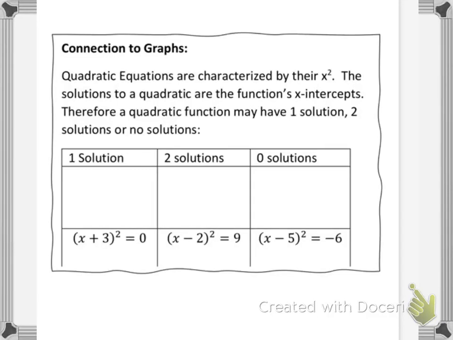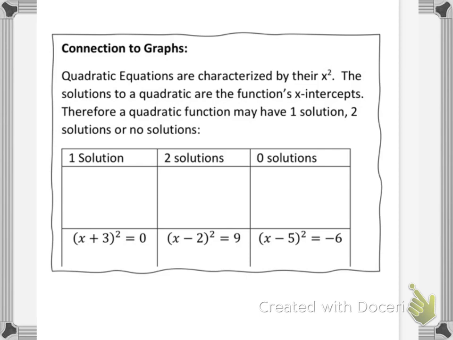Hey y'all, so first things first, I want to go back to what we did yesterday and talk about this little connection to graphs part. So quadratic equations are characterized by their x squared. The solutions have x-intercepts. So a quadratic function could have one solution, two solutions, or no solutions. That's really talking about x-intercepts there.